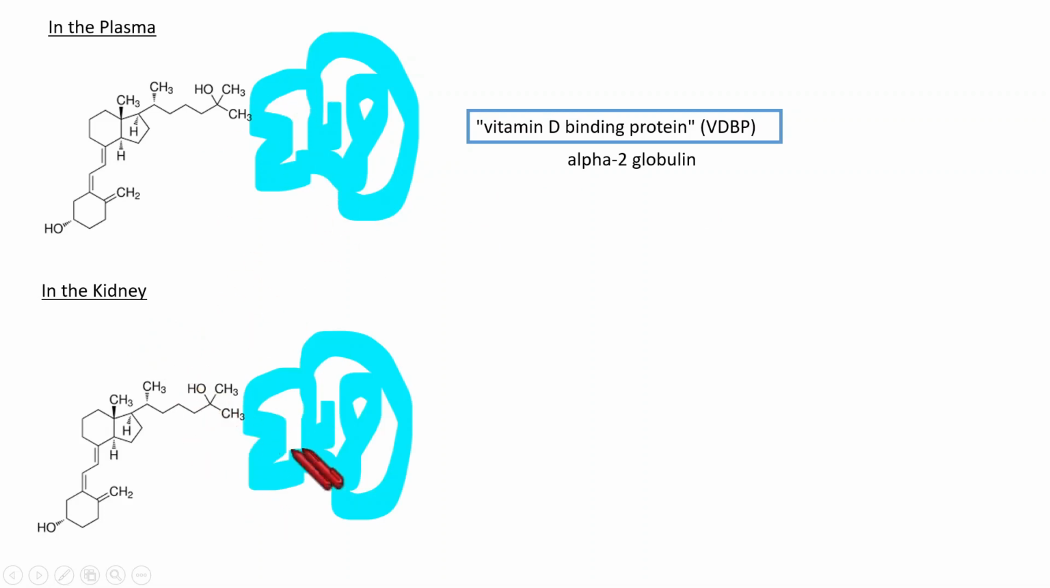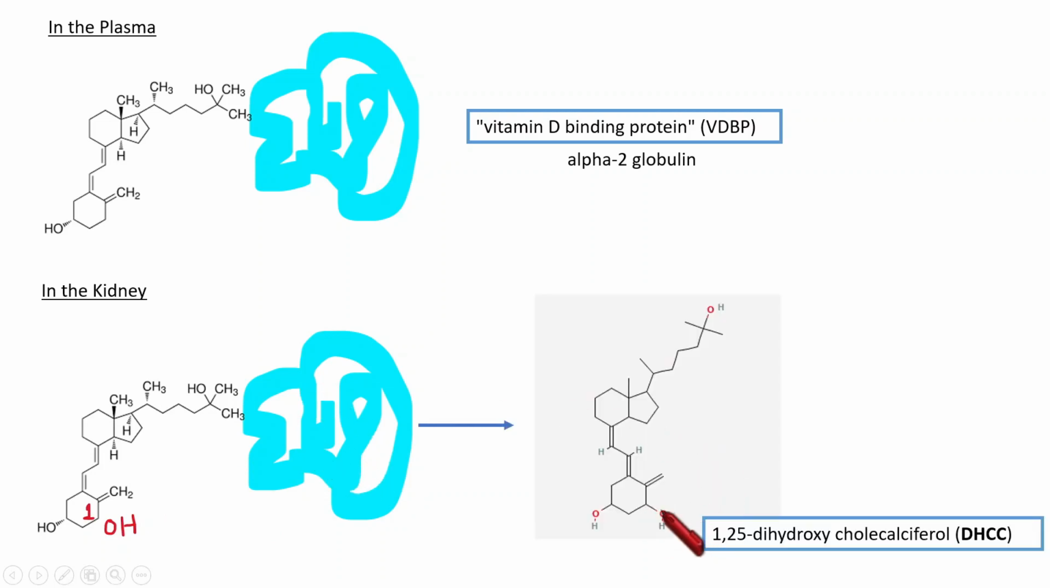On reaching the kidney, one more round of hydroxylation happens, at the first carbon. We can see that hydroxyl group here, and as a result, what is formed is 1,25 dihydroxycholecalciferol, short form DHCC. Which enzyme helps this hydroxylation? It is 1-alpha hydroxylase that helps here.